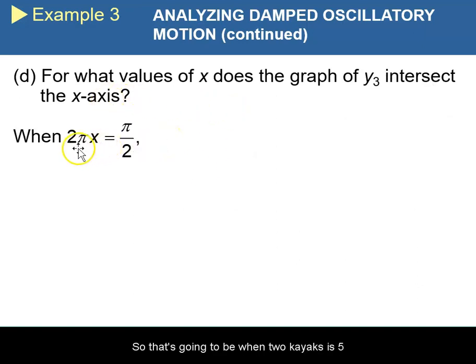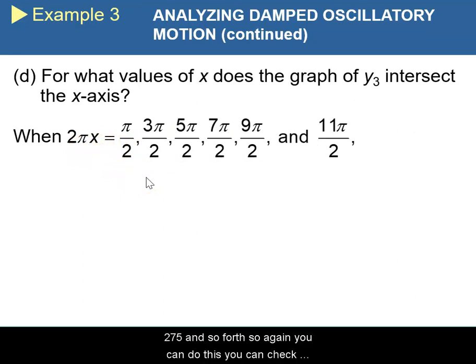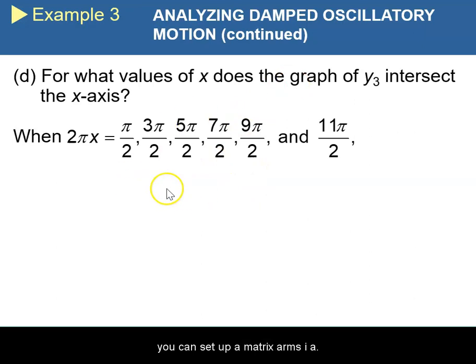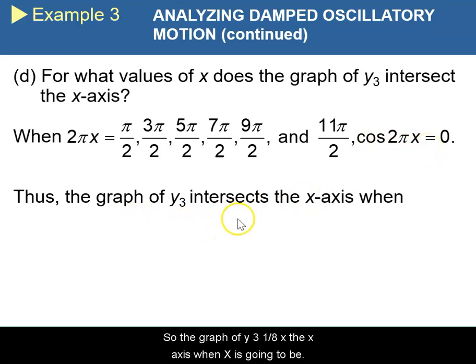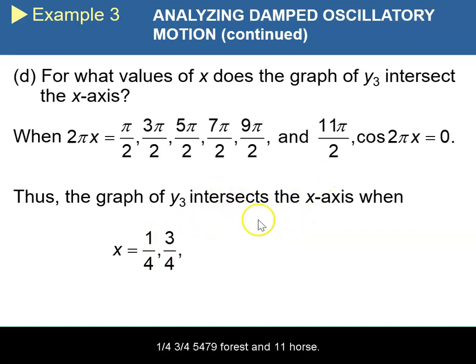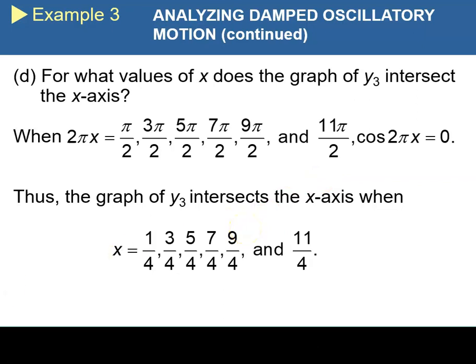Okay, so that's going to be when 2 pi x is pi over 2, 3 pi over 2, 5 pi over 2, 7 pi over 2, and so forth. And so again, you can check this out by using your trace function on your calculator, or you can set up your equation equal to 0, and then solve for cosine 2 pi x equaling 0. Okay, so the graph of y3 intersects the x-axis when x is 1/4, 3/4, 5/4, 7/4, 9/4, and 11/4. Okay. Thank you guys.